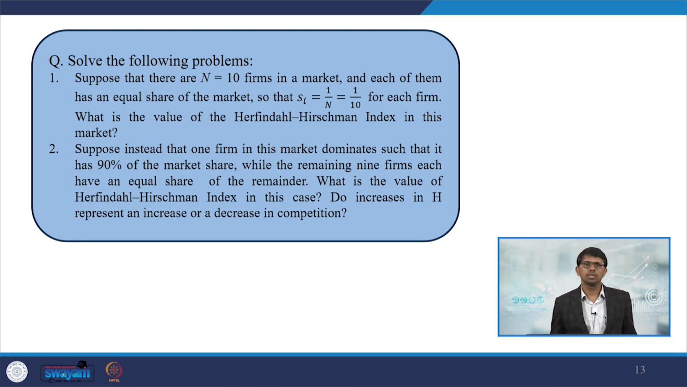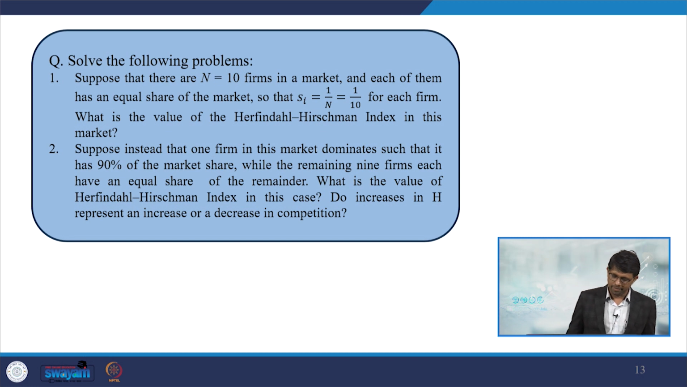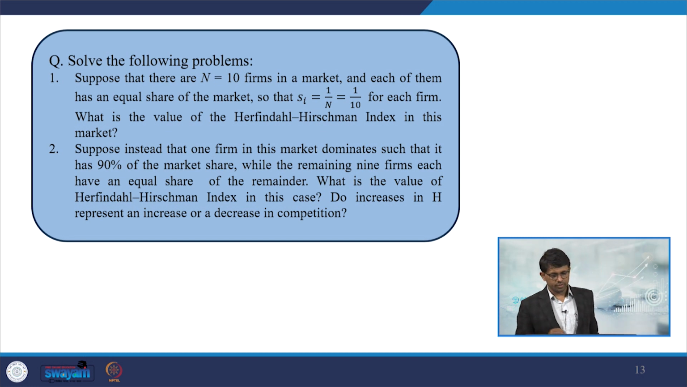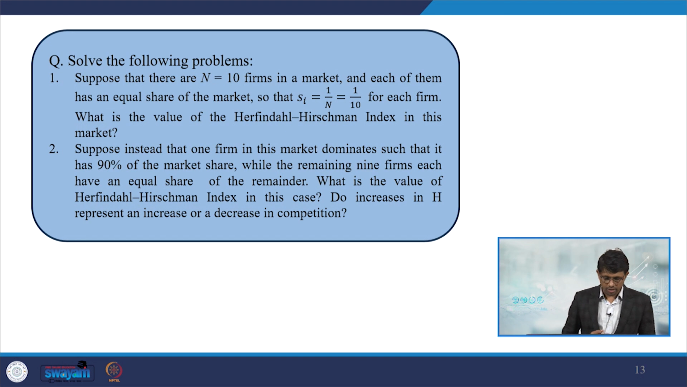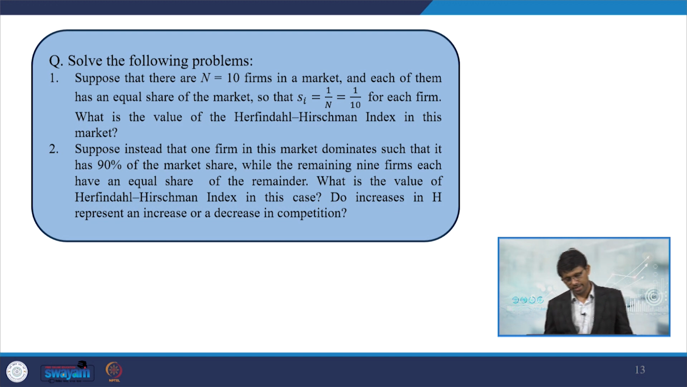First one is, suppose there are 10 firms in a market, and each one has an equal share, that is, Si is equal to 10% or 1 upon 10. So, for each firm you have an equal share. What is the value of the HHI in this market, and how can we interpret it?